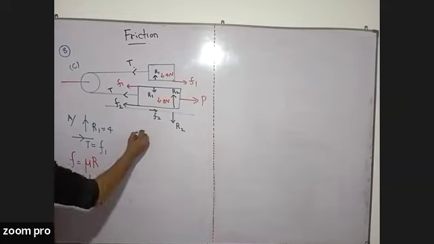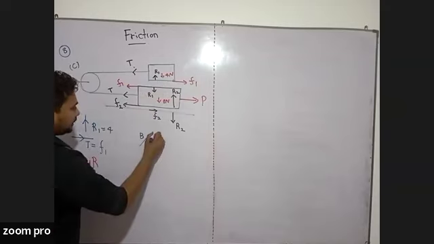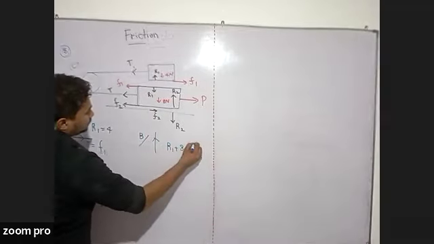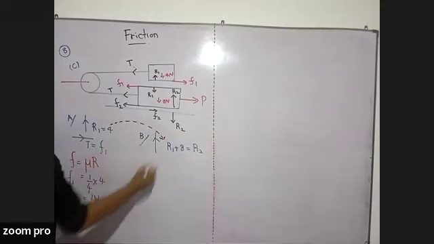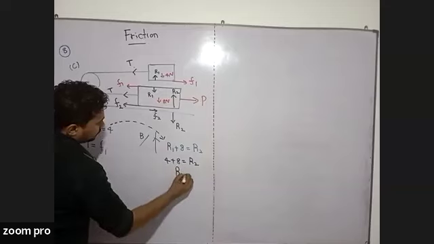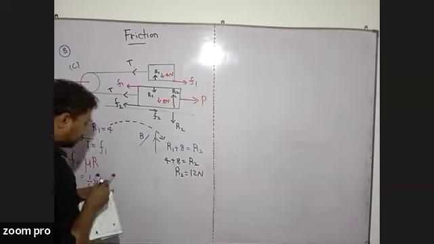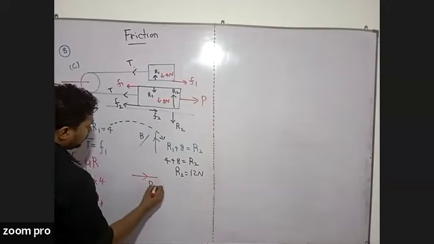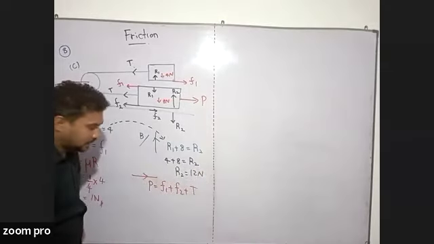Right. So let's consider the B object. If you isolate the B object, you can derive an expression in the vertical direction as R1 plus 8 equal to R2. Then we can substitute R1 as 4, so 4 plus 8 is R2. Then R2 equals 12 Newton, right? Then if we consider the forces acting in the horizontal direction, P equals F1 plus F2 plus T, right?